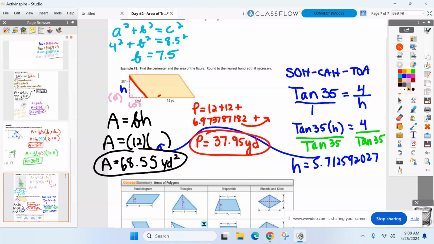Keep your graph paper for tonight. You're going to have to graph again. If you do need extra, they're over there on the cabinets.